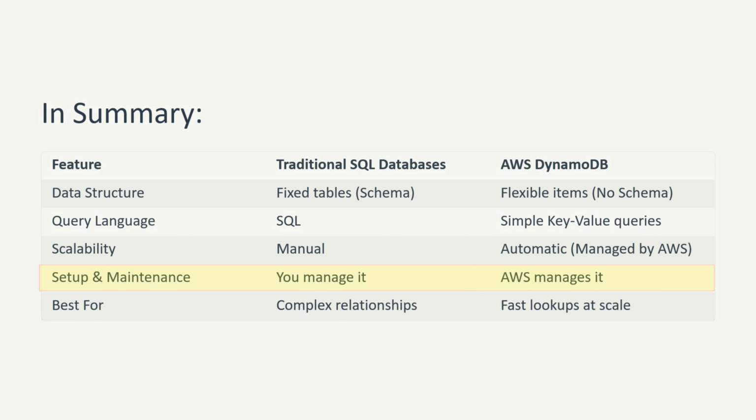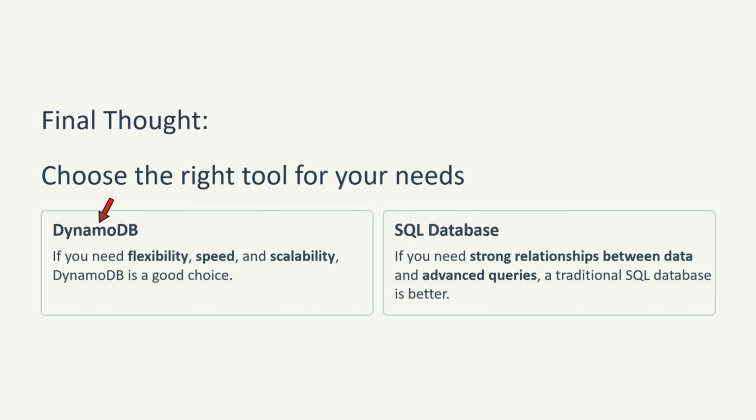In the case of setup and maintenance, you have to manage it yourself with traditional SQL databases. AWS manages it in the case of AWS DynamoDB. Traditional SQL databases are best for complex relationships. AWS DynamoDB is best for fast lookups at scale. If you need flexibility, speed, and scalability, then DynamoDB is a good choice. If you need strong relationships between the data and advanced queries, then a traditional SQL database is better.